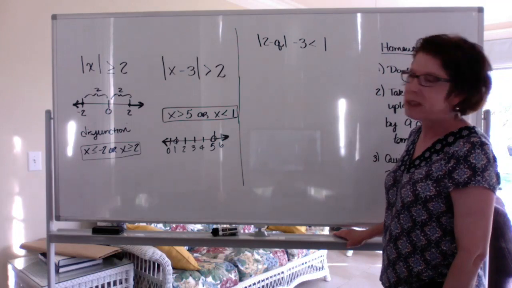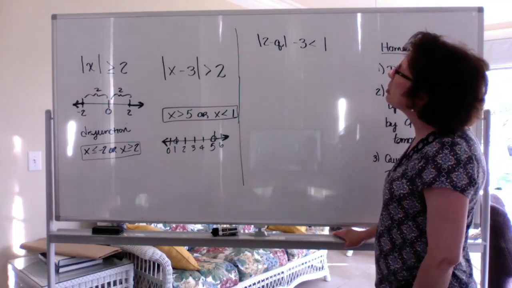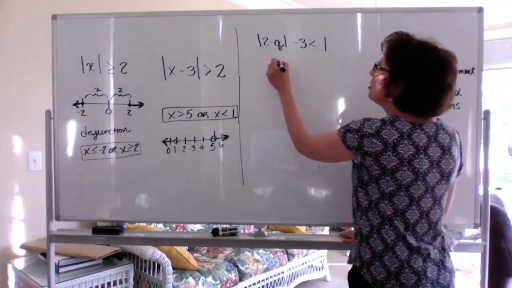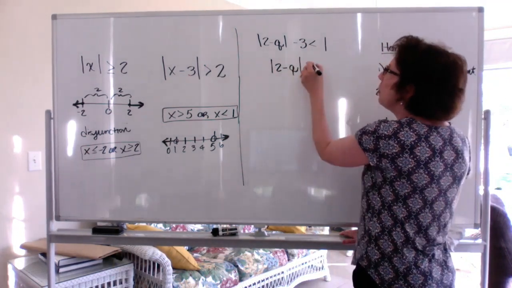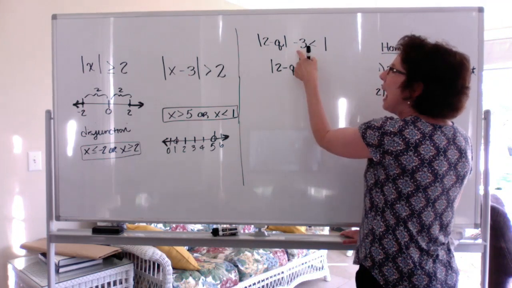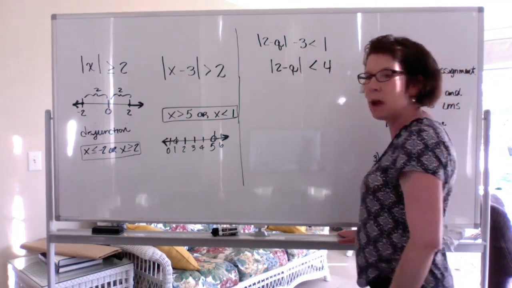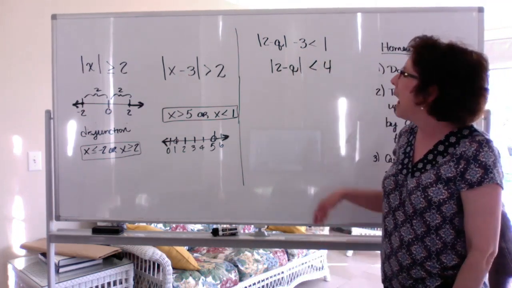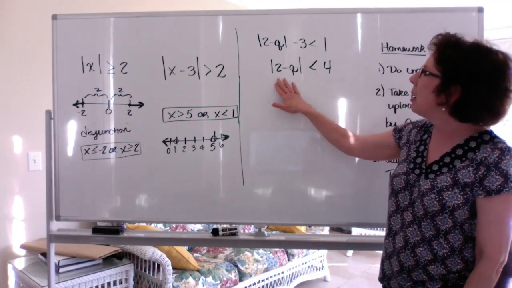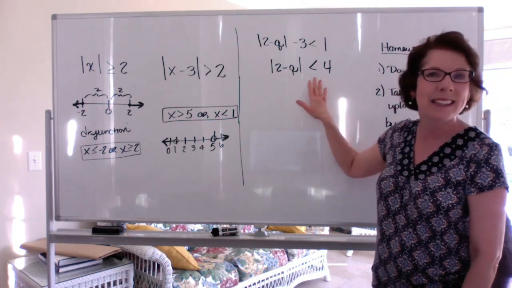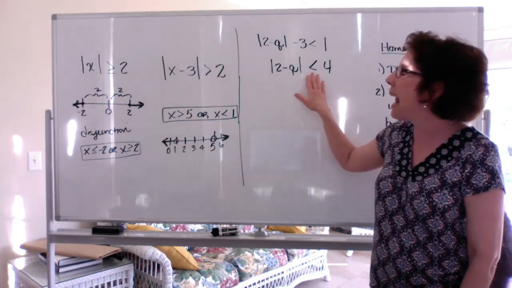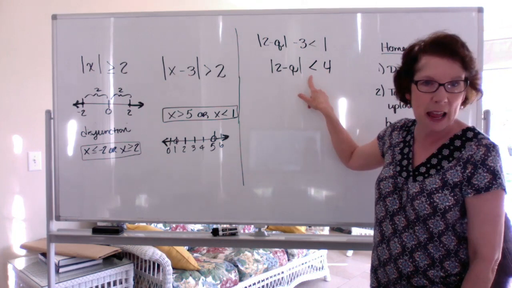Ooh, there's going to be some interesting things going on here. The first thing I want to do is isolate my absolute value. So I'm going to go ahead and do 2 minus q. The absolute value of 2 minus q is less than, I'm going to add 3 to both sides. Okay. Oh, well, I have an absolute value of this binomial is less than 4. This is a conjunction. This is an and statement because it's a less than.